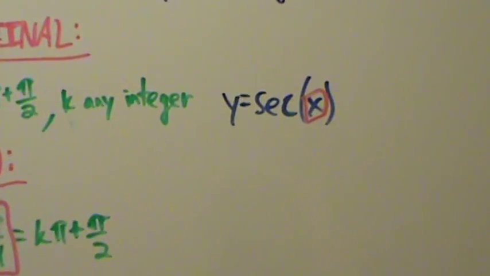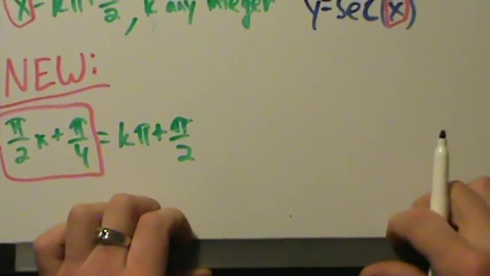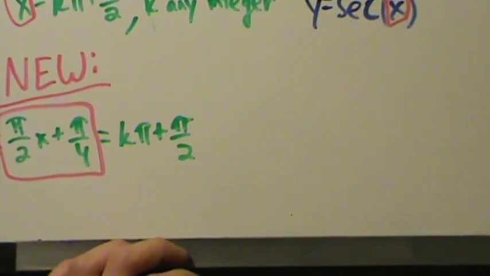So let's zoom in and work on that now. First we want to rewrite this equation without the red box on it, I guess. So that's going to be pi over 2x. So let's set aside some space here.